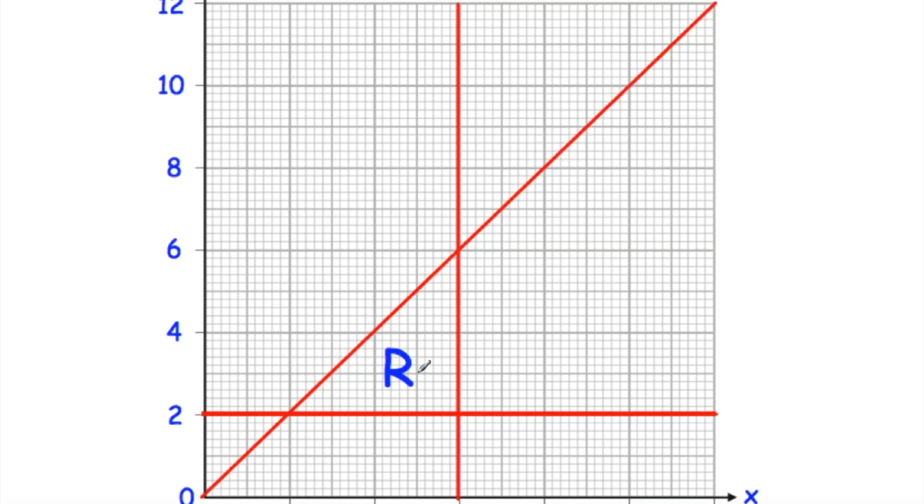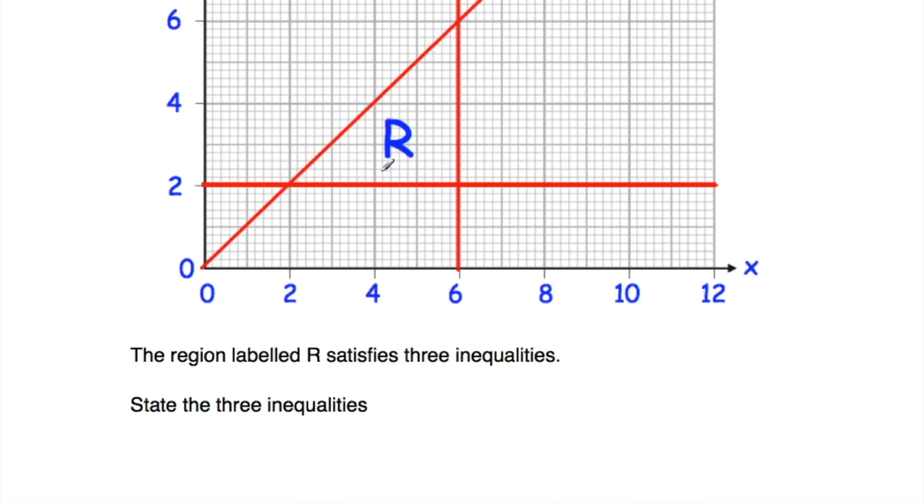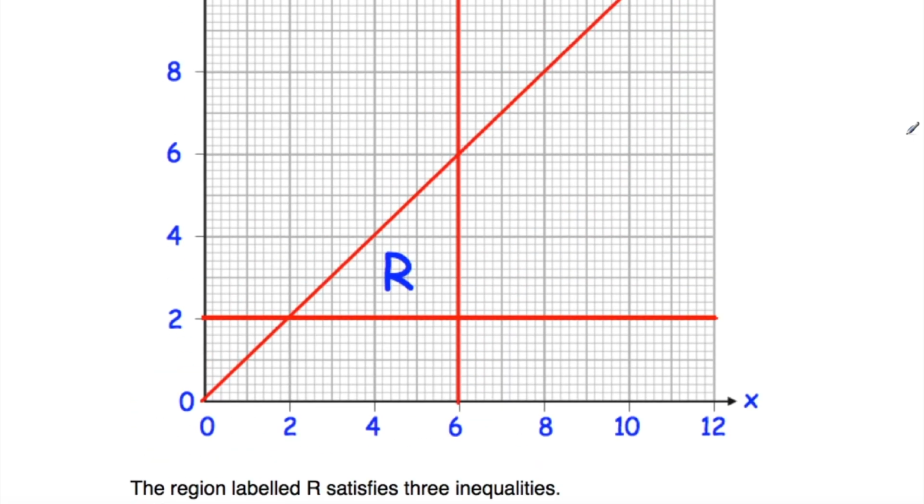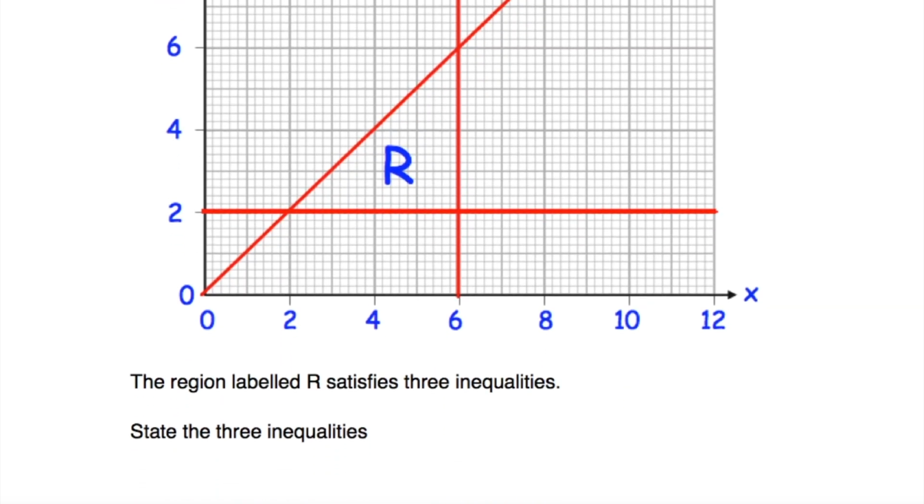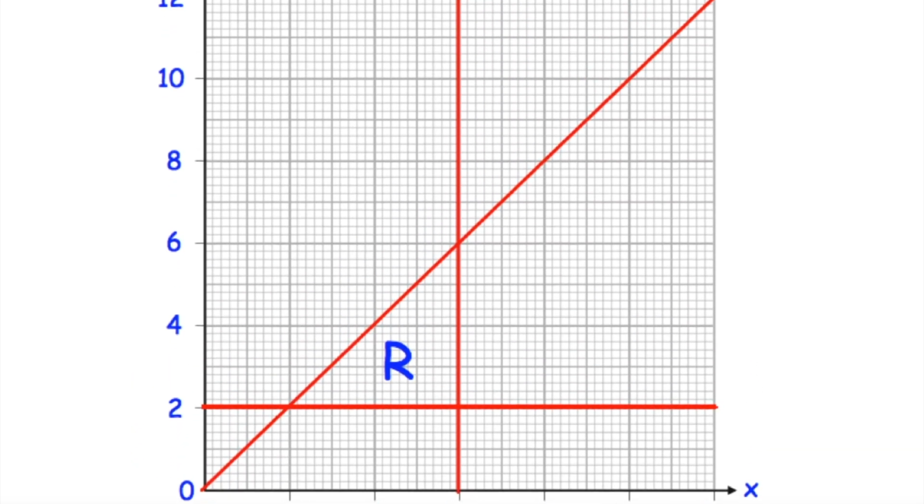But this time we've got this region here, R. This region R satisfies 3 inequalities. We know it's 3 inequalities because we've got these 3 lines drawn, and the question says to write down what those 3 inequalities are. So let's start by looking at each of the lines.